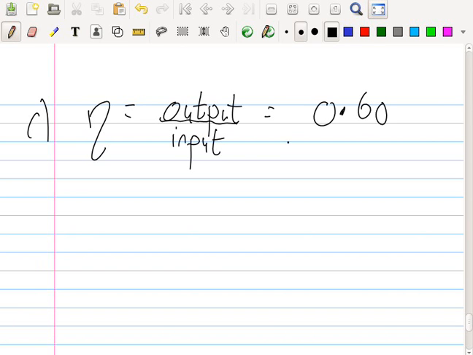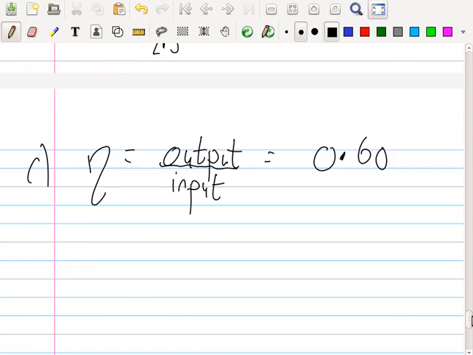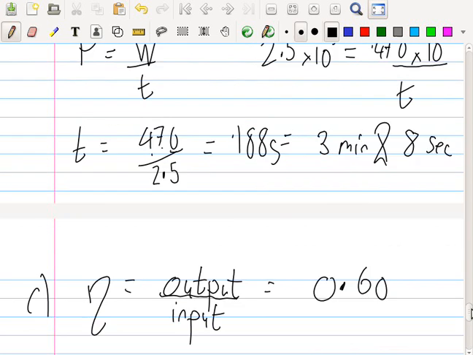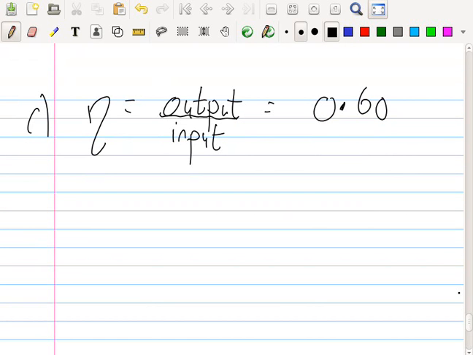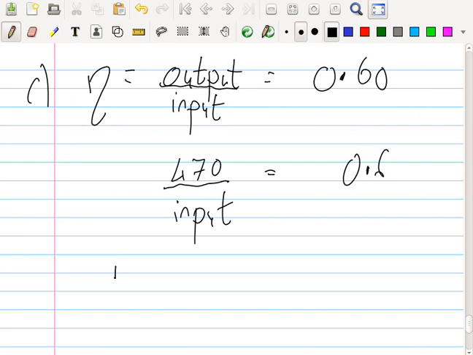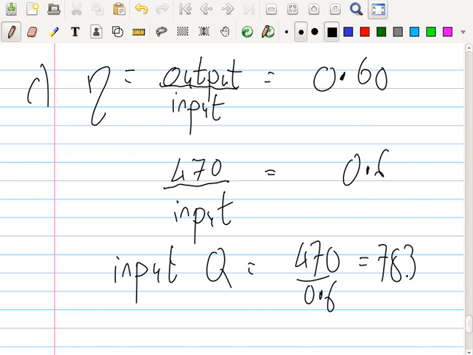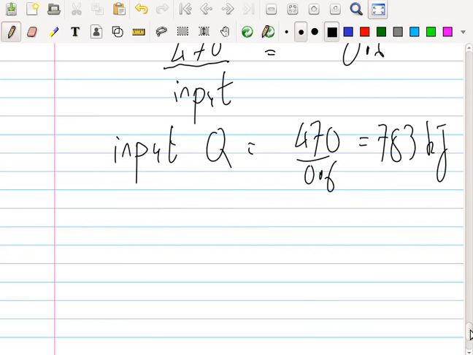Okay. Now, let's be careful here. What's the output and what's the input? So, for example, this 470, is that output or input? Now, think carefully. That's energy. Is it the output energy or the input energy? It's the output. So I have 470 over the input energy equals 0.6. So just cross multiply: the input energy is 470 divided by 0.6. What's that? 783 kilojoules.